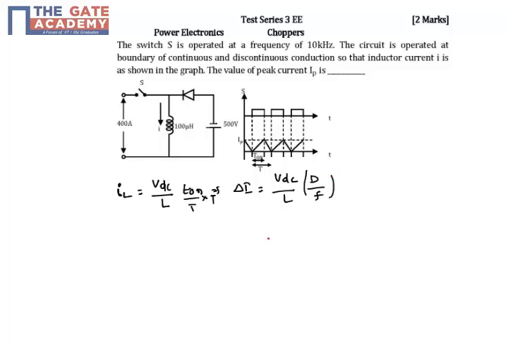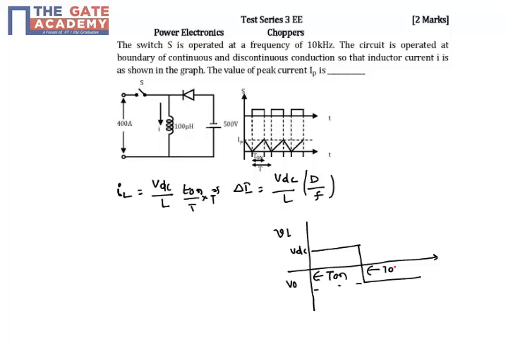But in the problem he has not given the duty ratio. How to calculate the duty ratio? Duty ratio is nothing but the relation between the output and input, right? So if you plot the voltage across the inductor to find out the output voltage, during on period this is VDC and during off period this is V0. This is the on period and this is the off period. So this is the total time T, right?